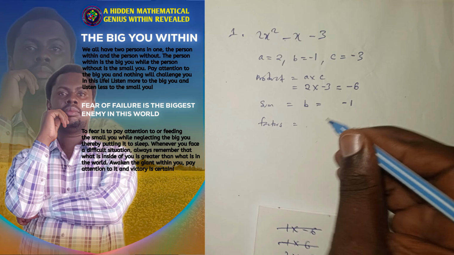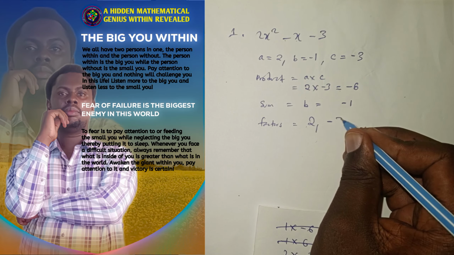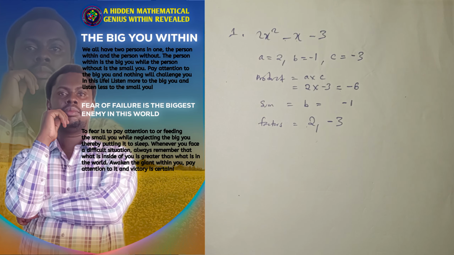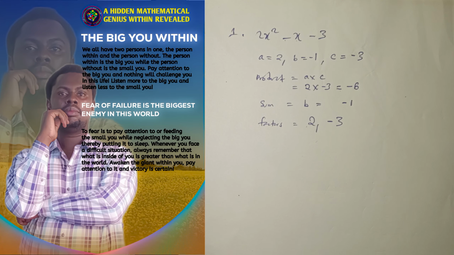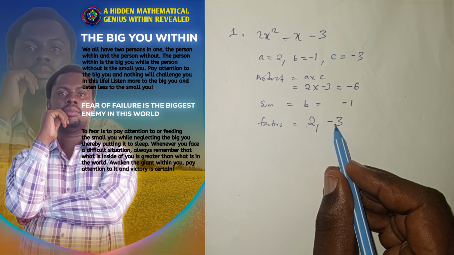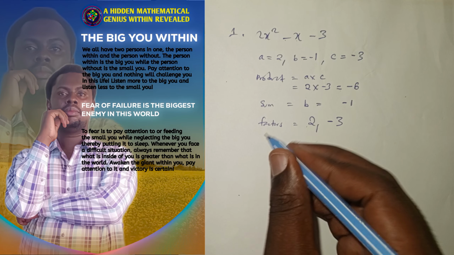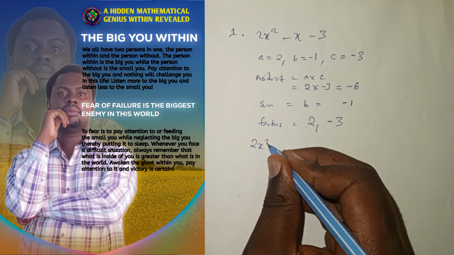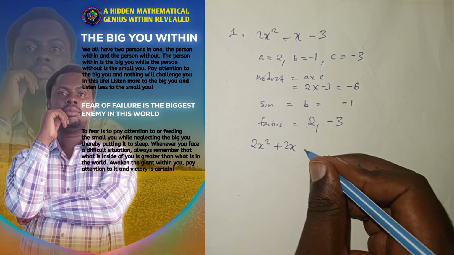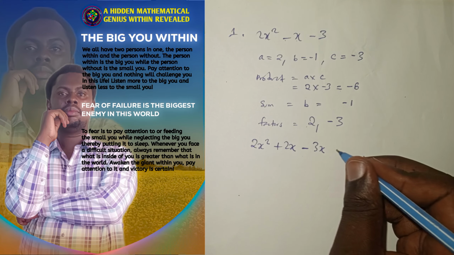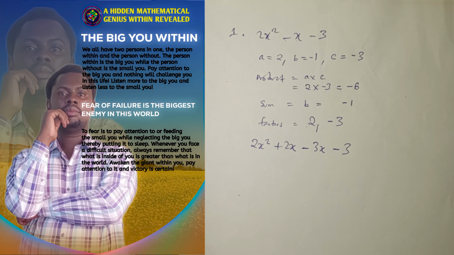So we are going to use 2 and -3. And what you should know is that these are the coefficients of x. So where there is bx, where there is minus x there, we now put plus 2x and minus 3x. Therefore we are going to have 2x squared, and where there is minus x, we put plus 2x and minus 3x, and minus 3 there. Okay, so that is step 3.